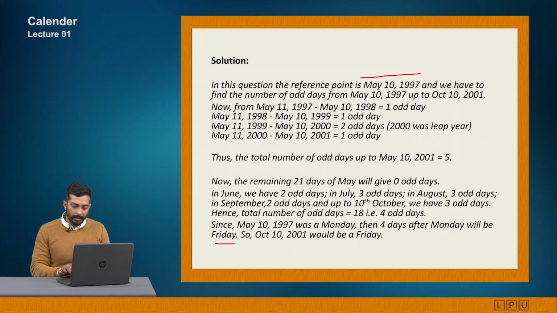So from here we can see the total number of odd days was 4. We got 18, then we got 4 here. So the total number of odd days is 4. From here we are getting the answer. A day was given, a date was given, and we have to compare that date with the other date to find the day on that particular asked date.